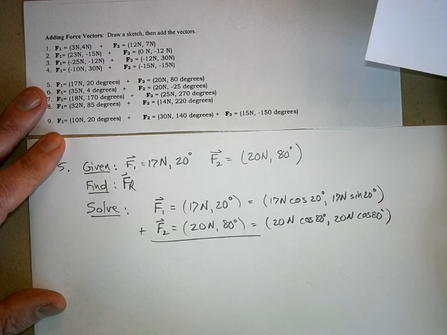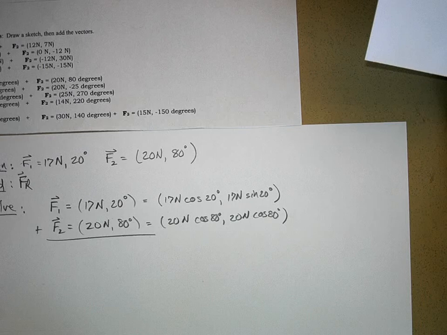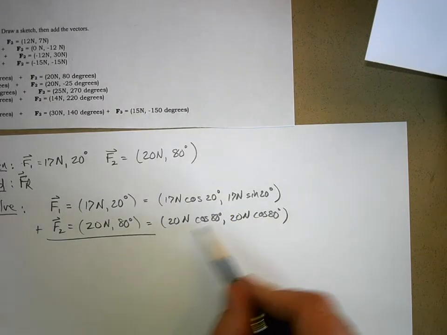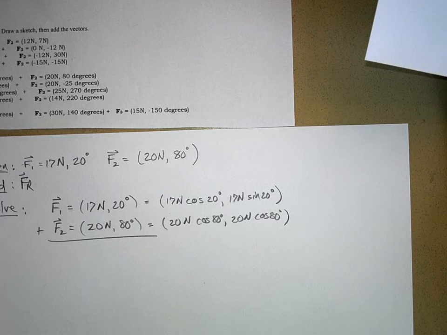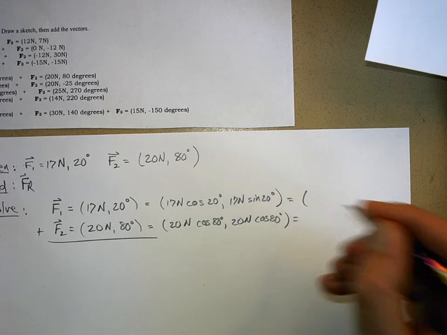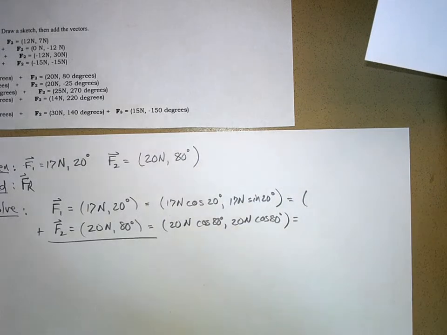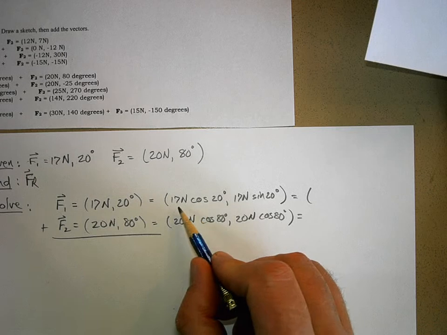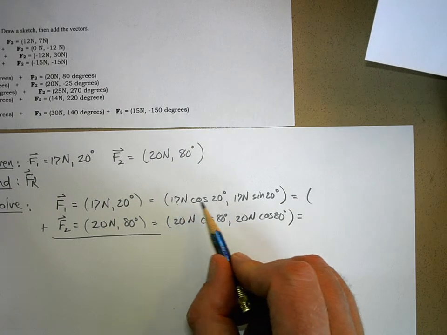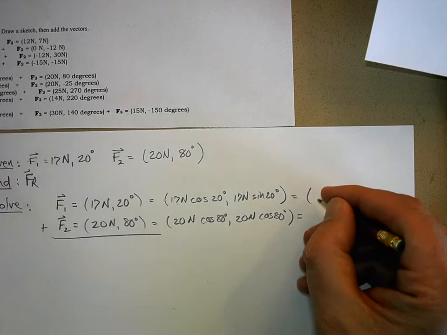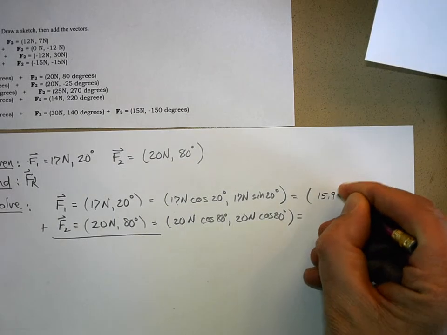Okay. Now, let's go ahead and write those out. Some people will just enter that in their calculator, and that's fine if you want to do that. If you have excellent calculator skills, that's awesome. But let's just write down what these vectors are in rectangular coordinates. Did somebody do 17 times the cosine of 20? 15.97. Yeah, 15.97. I'll take that.